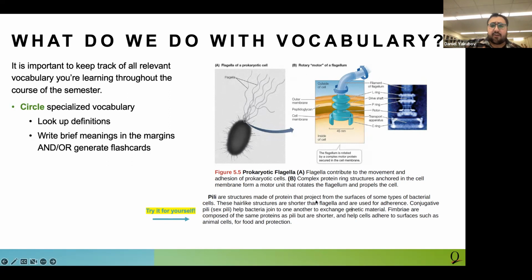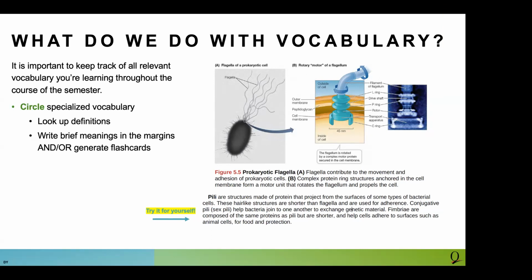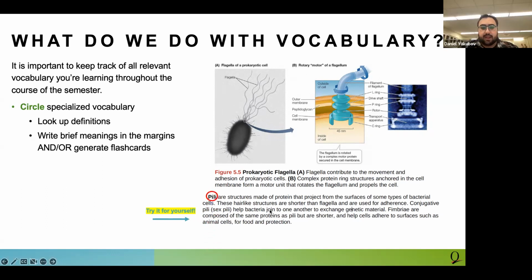So from this passage here, so only this passage, we're not looking at this figure description at all. Let's start off together. So pili are structures made of protein that project from surfaces of some types of bacterial cells. From this first sentence, what word can I circle as a potential vocabulary word? Pili. Pili, very good. So you circle pili, fantastic.